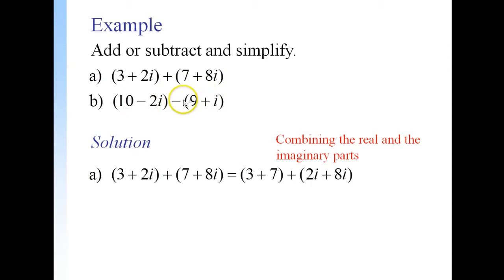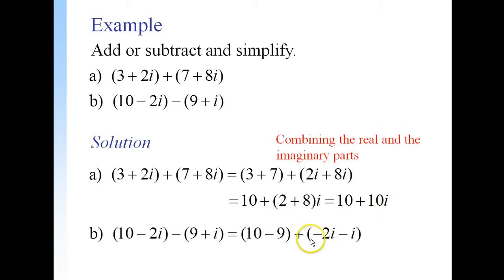And when we subtract, now notice we have to make this a negative, and the opposite of a positive makes this a negative as well. So we have a 10 and a negative 9 is a 1, a negative 2i, and now this becomes a negative i as we change the sign, is a negative 3i. So there's A, and again they're showing you how you change them around, and there's your B.